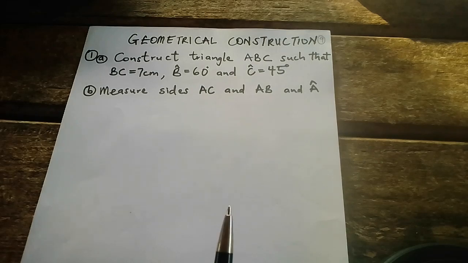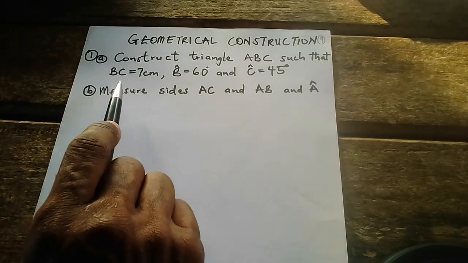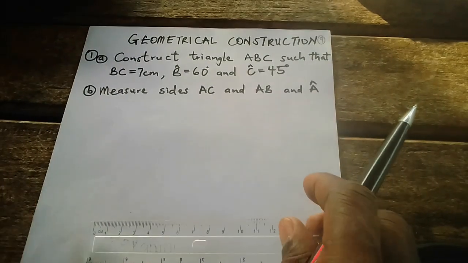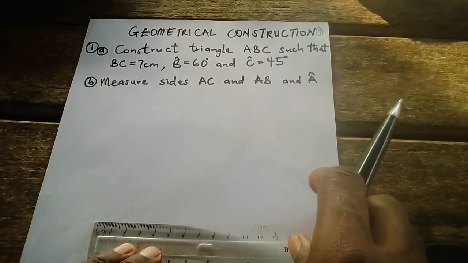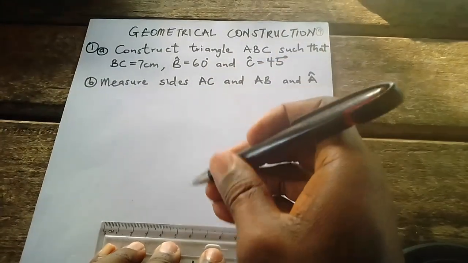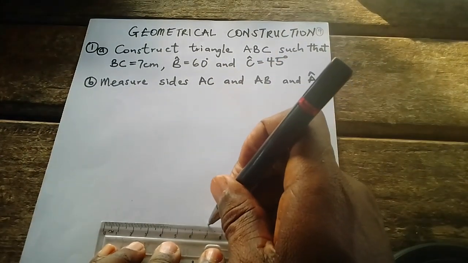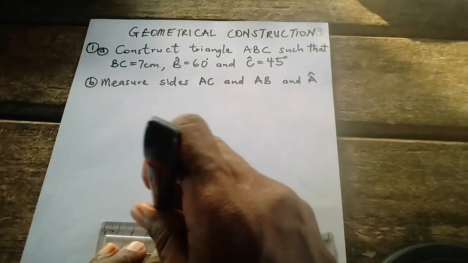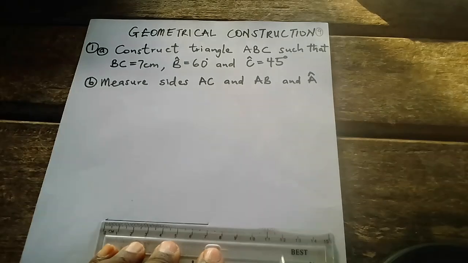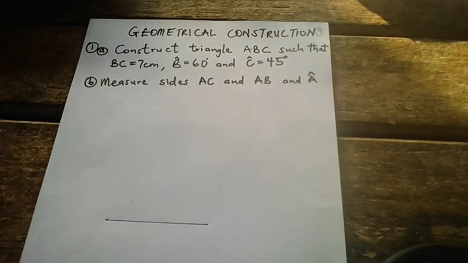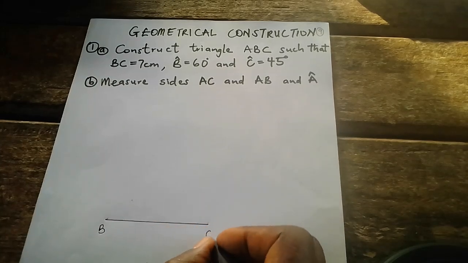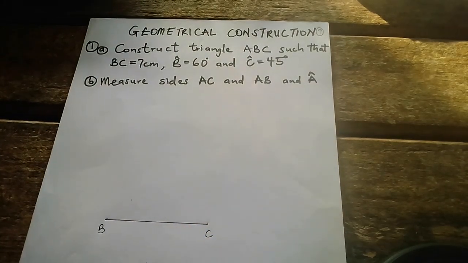So first of all, we are going to rule line BC, which is 7 centimeters. You pick your ruler to rule 7 centimeters. On my ruler, this is 7 centimeters, so I will draw 7 centimeters. So this is 7 centimeters. Now this is B and C.